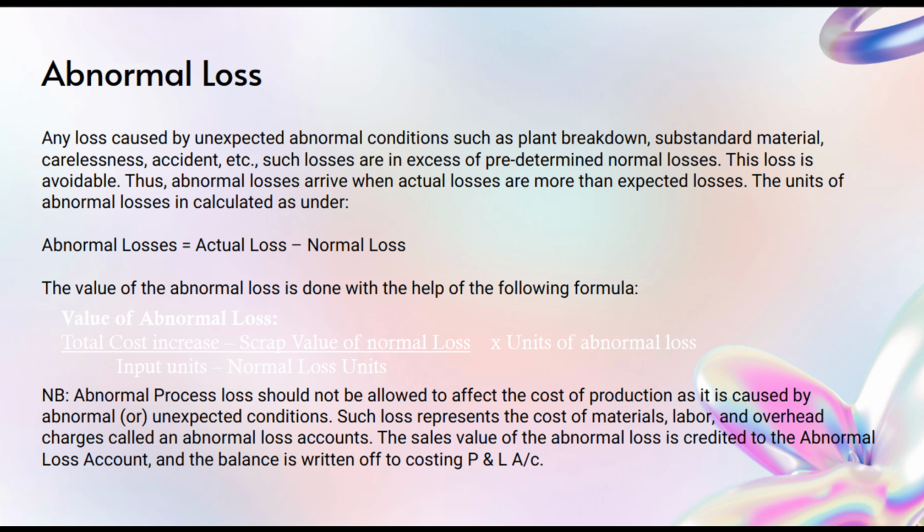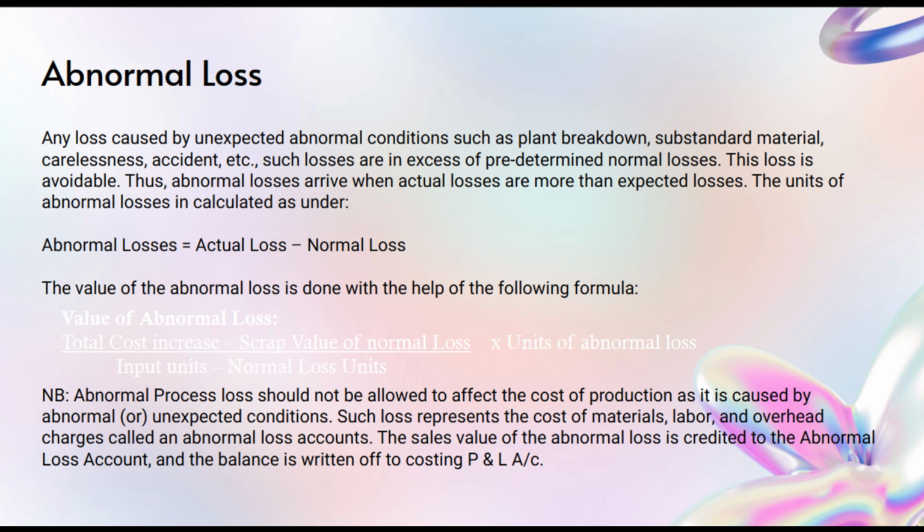Now to the abnormal loss. Any loss caused by unexpected abnormal conditions such as plant breakdown, substandard materials, carelessness, accidents, etc. Such losses are in excess of predetermined normal loss. This loss is avoidable. Thus, the abnormal loss arises when actual losses are more than the expected losses. This is to say abnormal losses are avoidable and they're not meant to happen under normal setting conditions, but then they happened. And then they are always more than the normal loss set by the organization or the business.